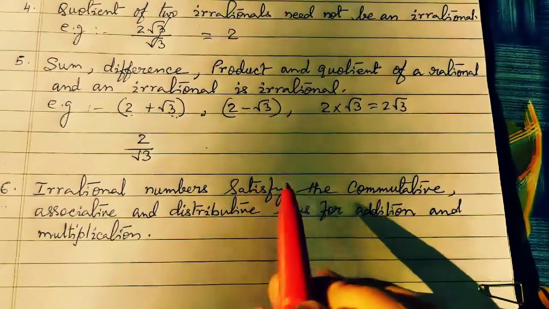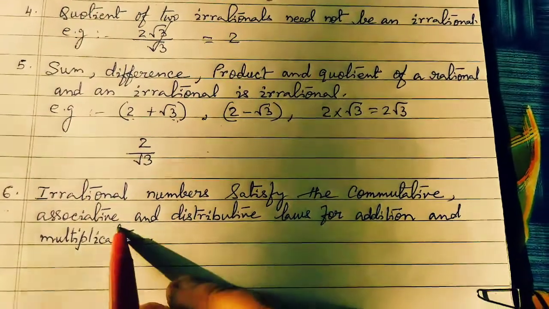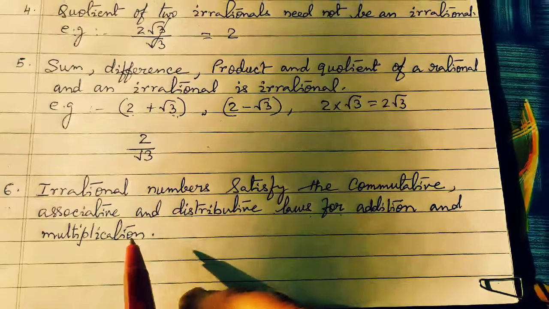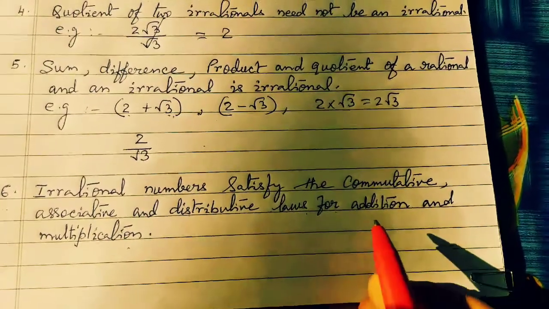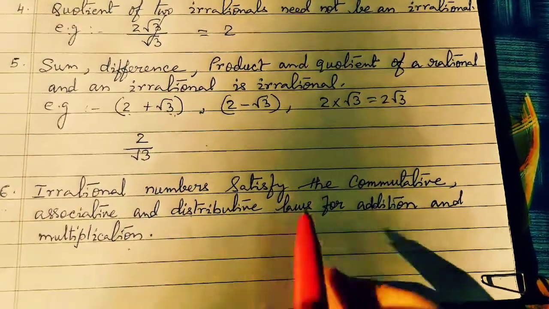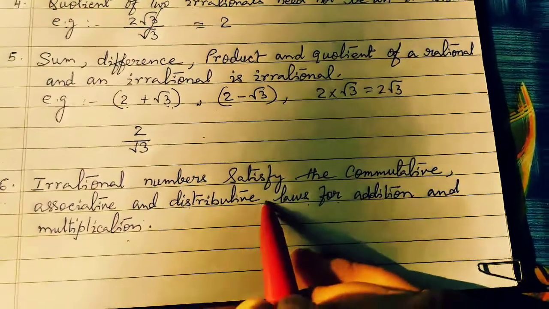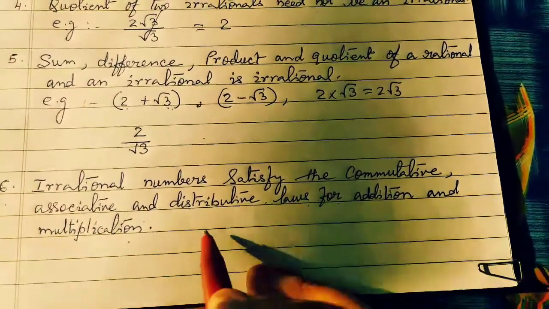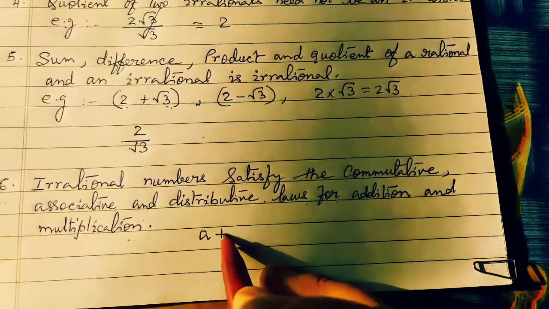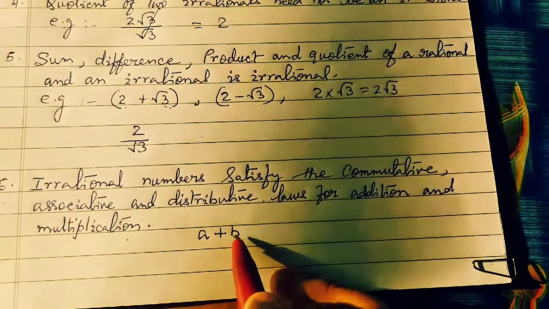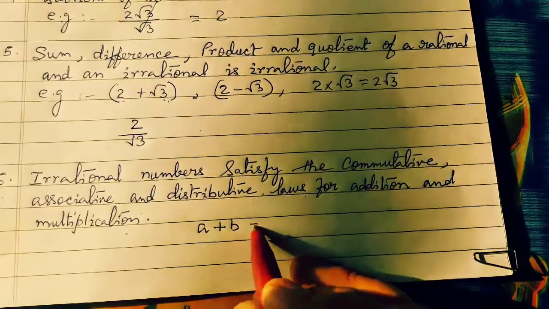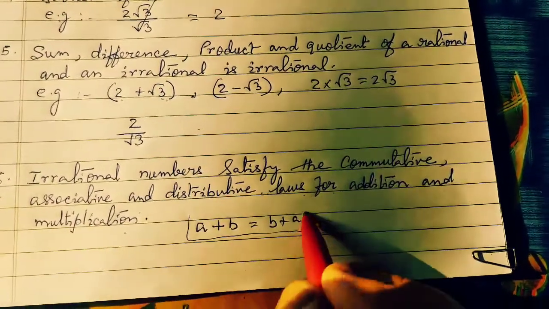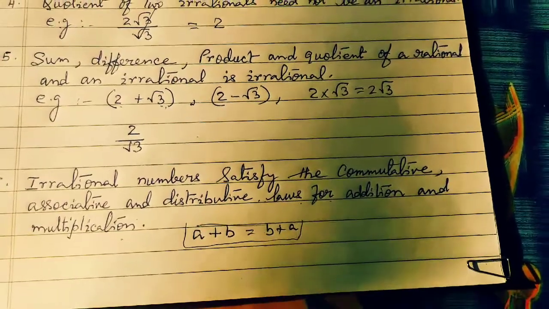Irrational numbers satisfy the commutative, associative and distributive laws for addition and multiplication. That means for addition and multiplication, the commutative, associative and distributive laws hold for irrational numbers. So what is the commutative law? Suppose A and B are irrational numbers. Then B plus A is also an irrational number. So this is commutative: in any order if you add, there is no change.